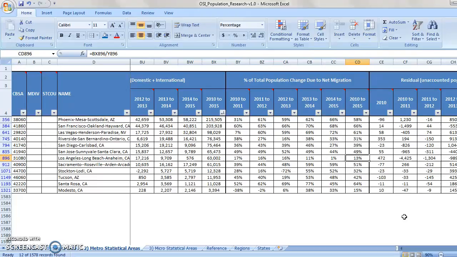It could be it's more affordable. It could be the jobs. It could be the weather. There could be a number of reasons. This is really just population research. This is step one when you're looking at different markets.